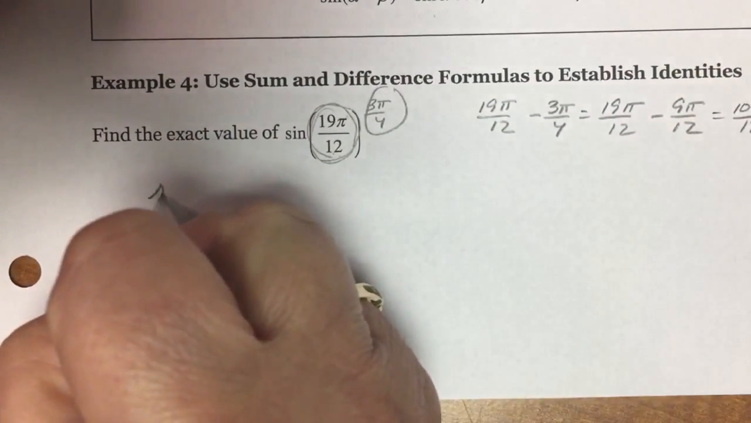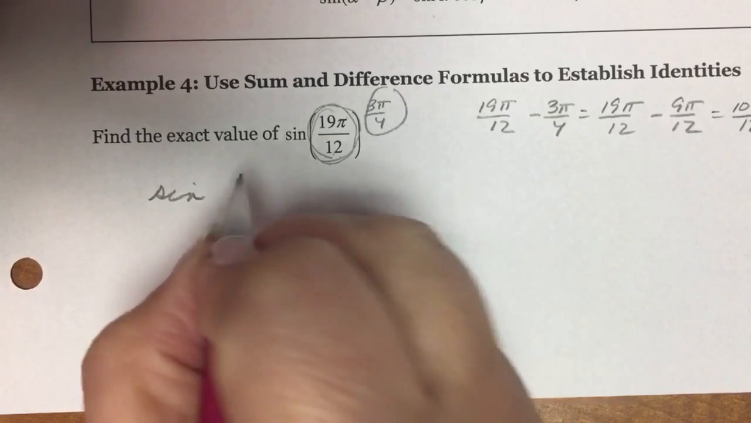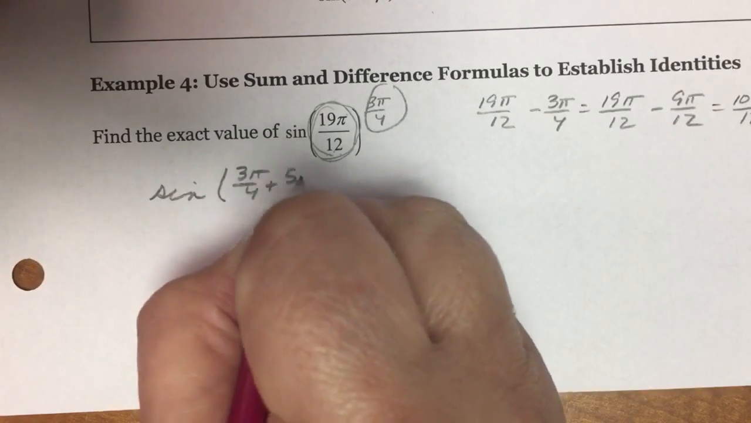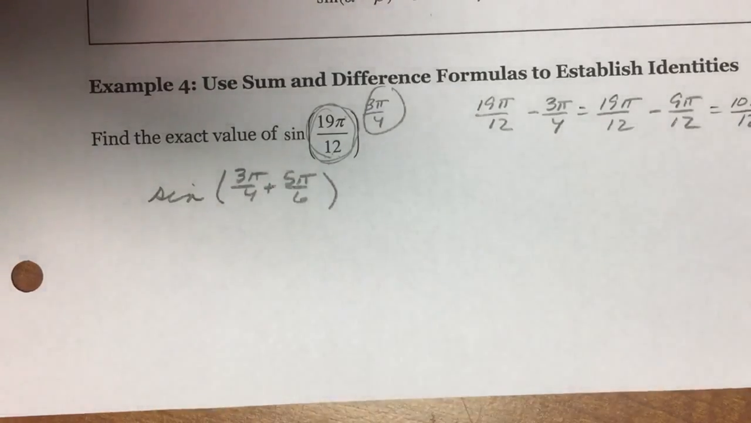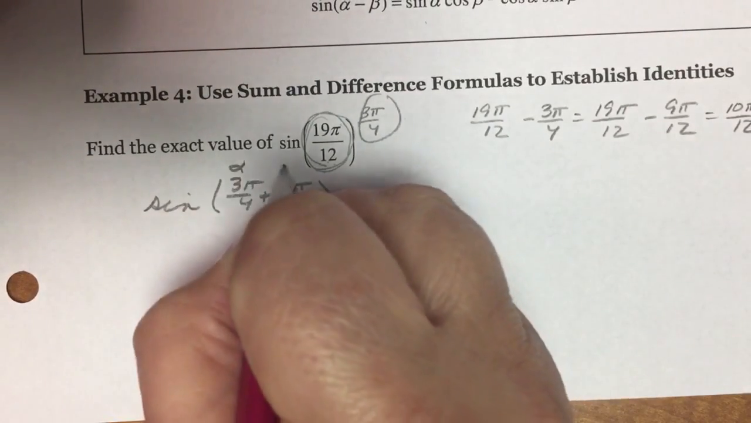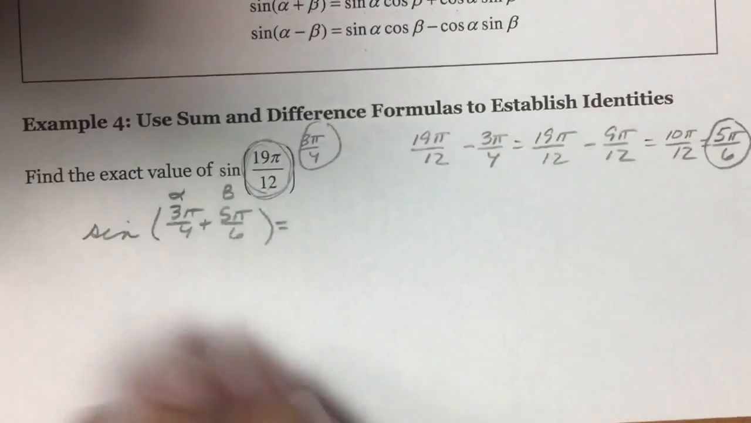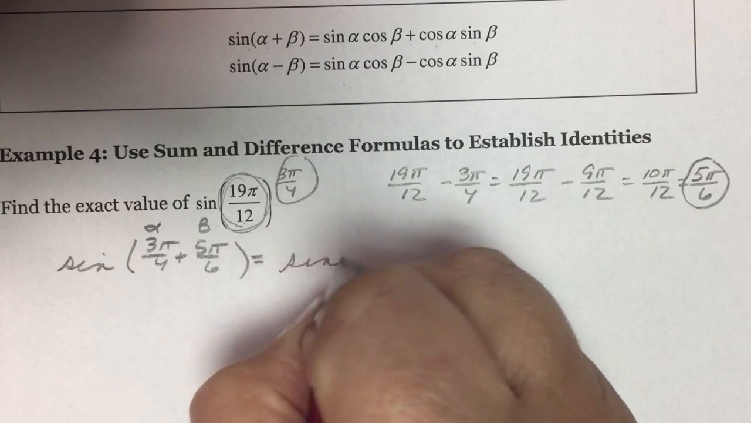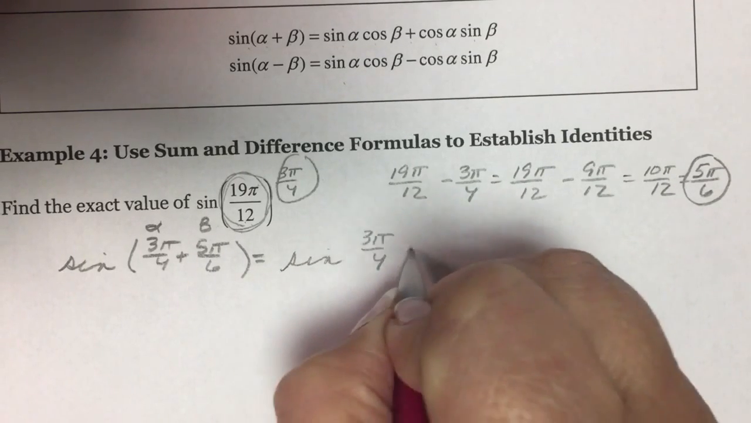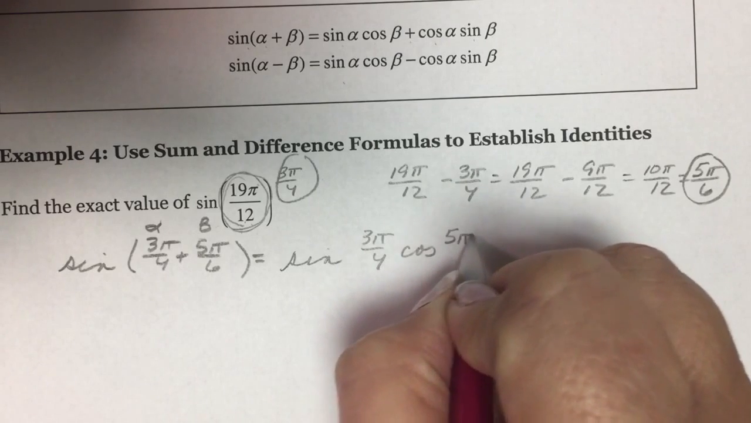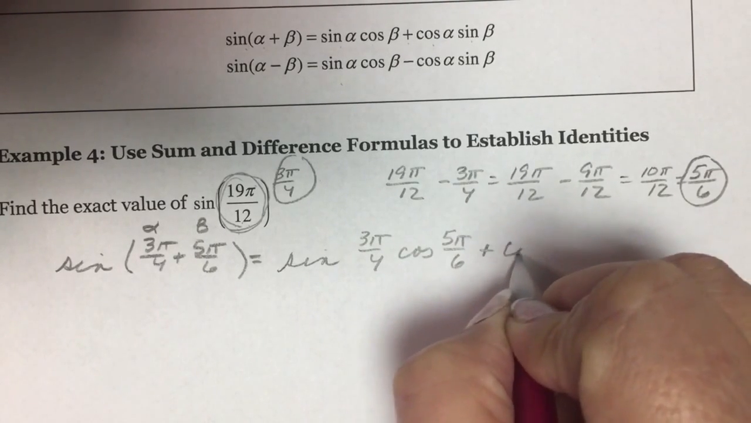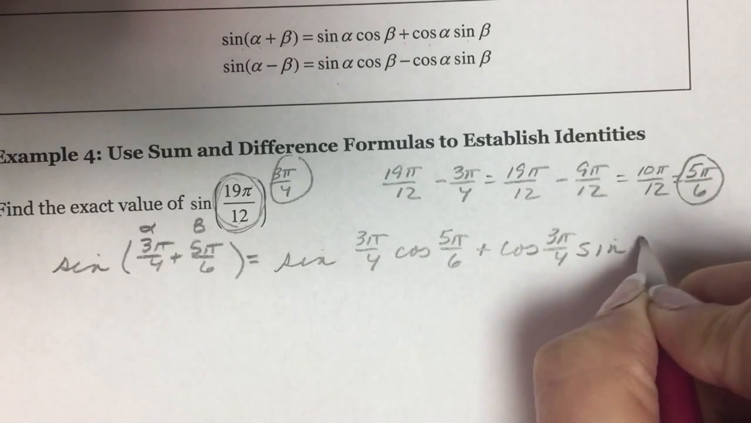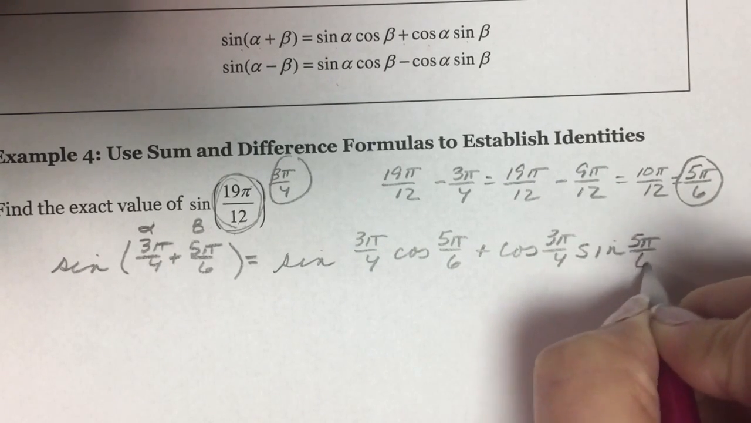So I'm going to find the sine of 19 pi over 12 by doing the sine of 3 pi fourths plus 5 pi 6. So again, this is my alpha, this is my beta. I'm going to plug it into my sine sum identity here. So it'd be sine of 3 pi fourths cosine of 5 pi 6 plus cosine of 3 pi fourths sine of 5 pi 6.